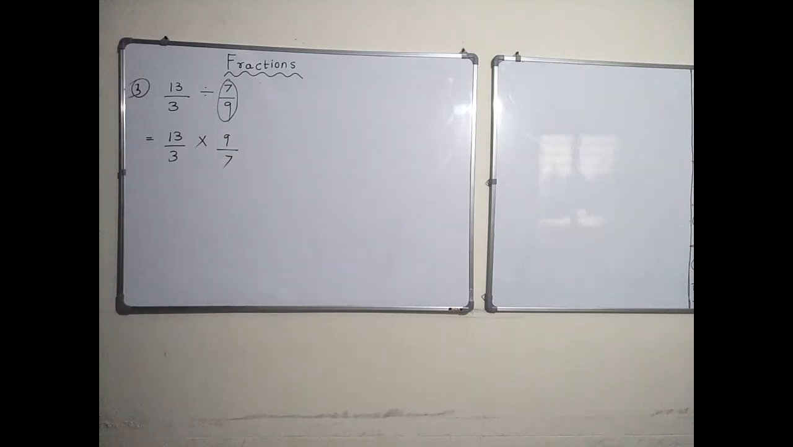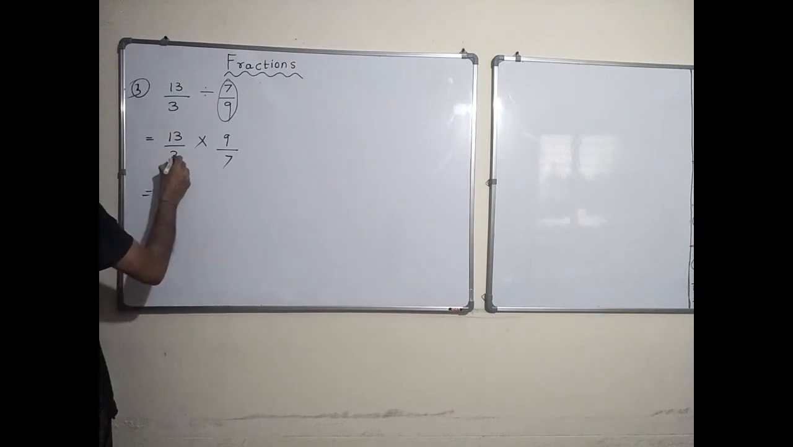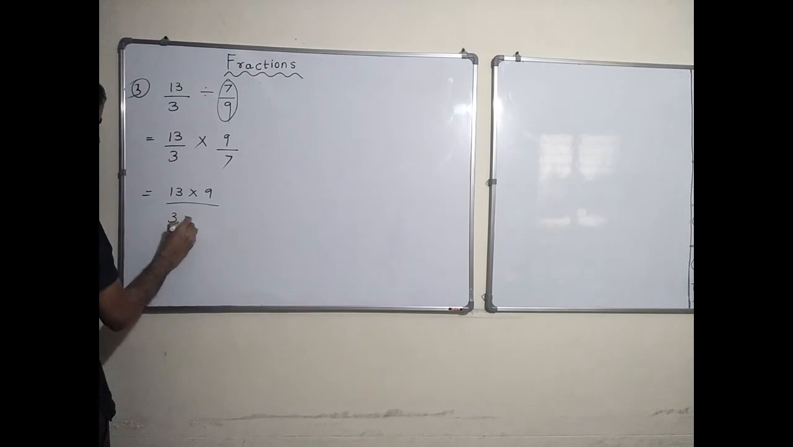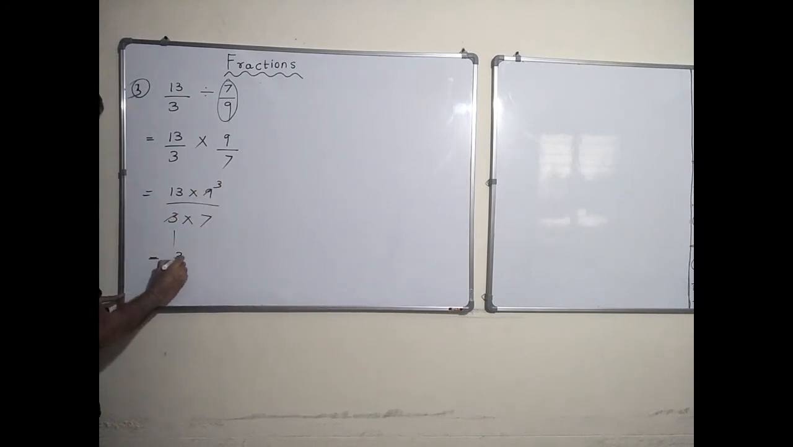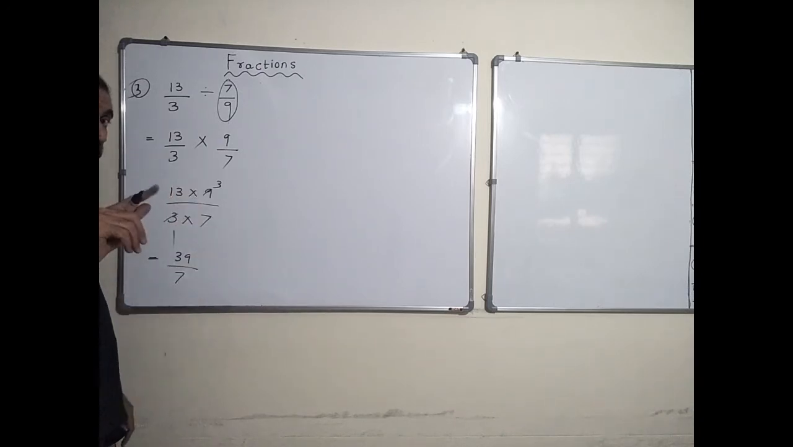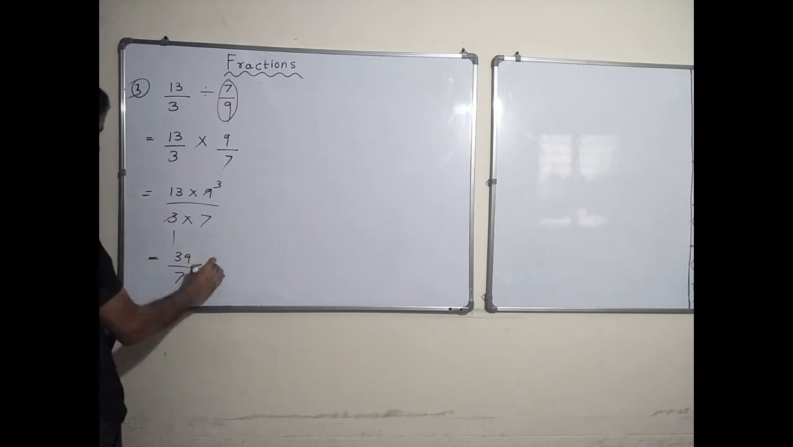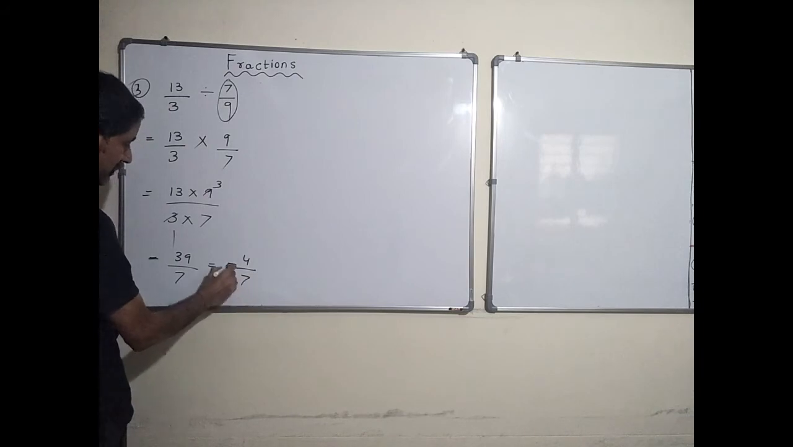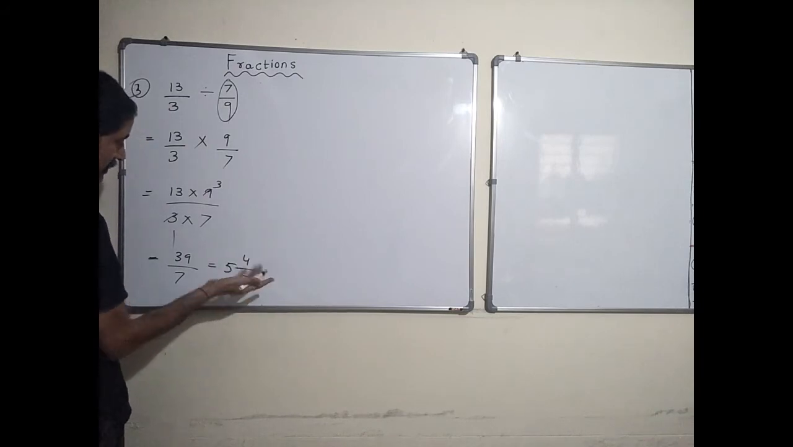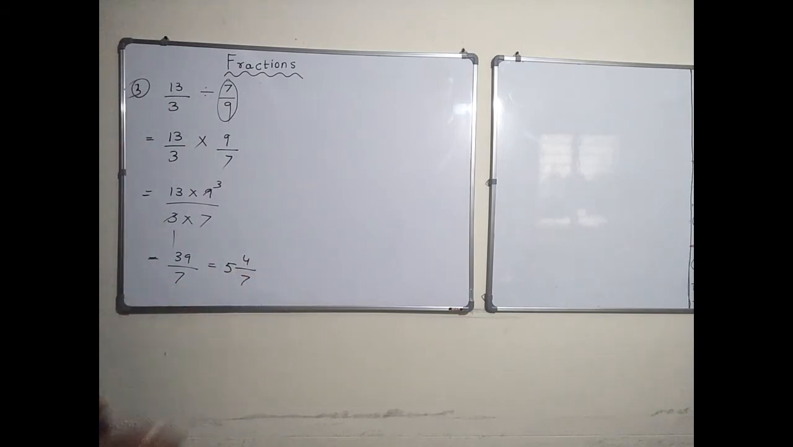Okay, now the same story we repeat. 13 into 9, 3 into 7. 13 3s are 39, by 7, which is a proper or improper fraction? Numerator is greater than the denominator, so improper fraction. If it is an improper fraction, we can convert it into a mixed fraction, right? So this becomes 7 5s are 35, 4 by 7: 7 5s are 35, 36, 37, 38, 39 by 7. So this is the mixed fraction you can come up with.